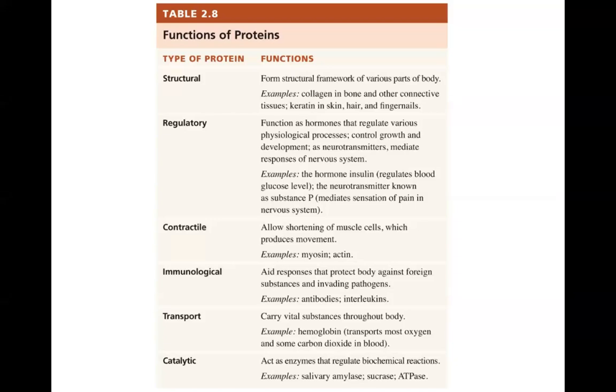And one of the most important, and we'll talk a little bit more about this here in the next couple of slides, are how some proteins can be catalytic, meaning that they act as enzymes to help speed up chemical reactions, like the salivary amylase one that's listed there that helps us digest our carbohydrates that we've eaten. So make sure you know the table and what these different categories are.